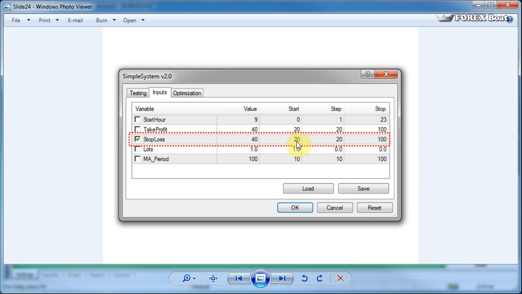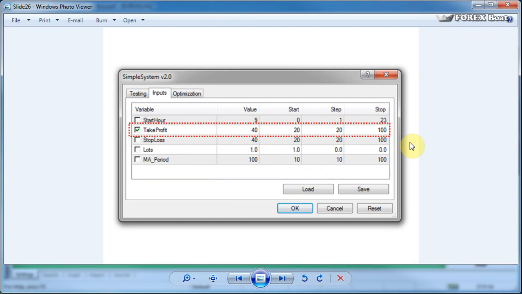So a backtest will be run for stop loss equals 20, 40, 60, 80, and 100. So in total, there will be 5 backtests run. Also, you can optimize take profit if you like, and similarly, in this case, another 5 tests will be run.